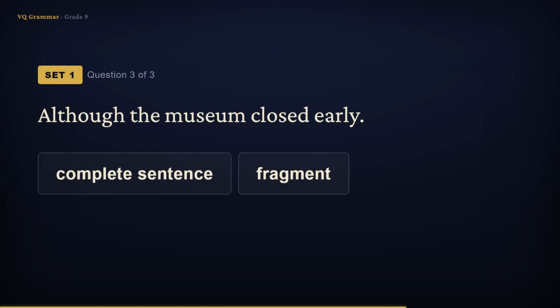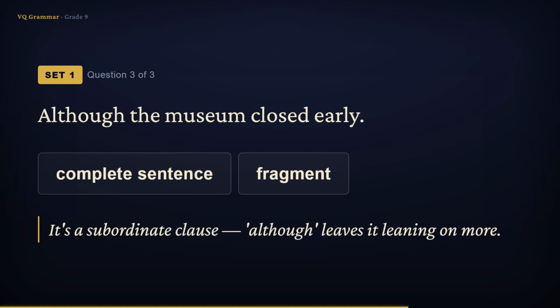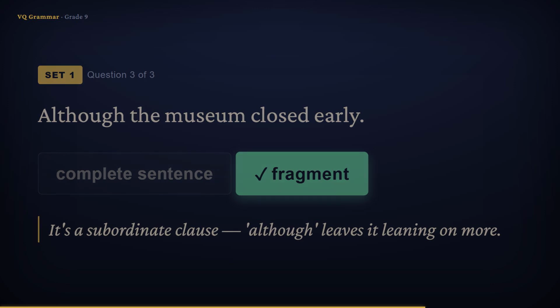Although the museum closed early. This one has a subject, the museum, and a verb, closed, so it's tempting to call it complete. But that opening word, although, makes it a subordinate clause, and it leaves us waiting for the rest. On its own, it's a fragment.